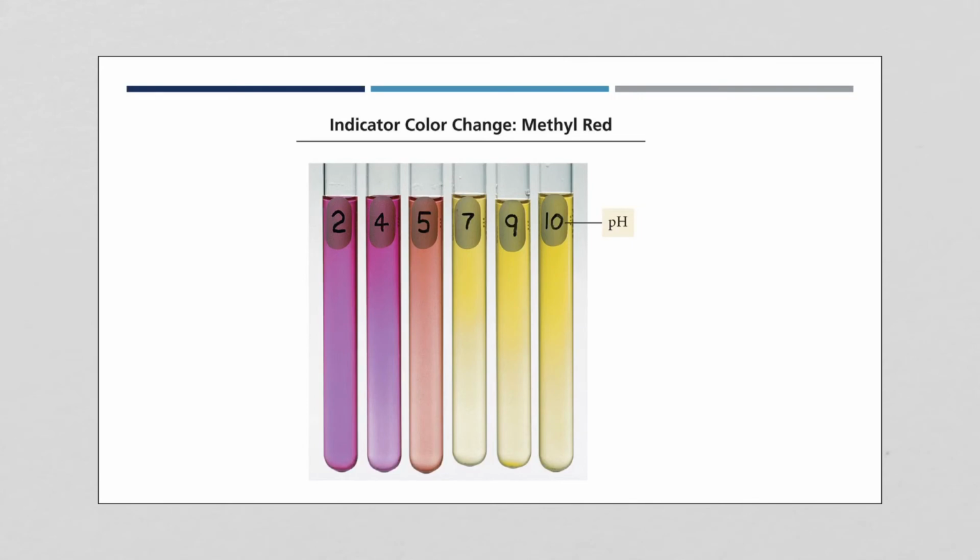Now, this is just another example of an indicator. This is methyl red, and you can see it has this color change where it's magenta at low pHs, and you see this shifting into an orange to a yellow. Again, this one has a little bit earlier shift, between 5 and 7, right? So this might be appropriate for a different kind of titration where your equivalence point is going to be acidic versus basic.